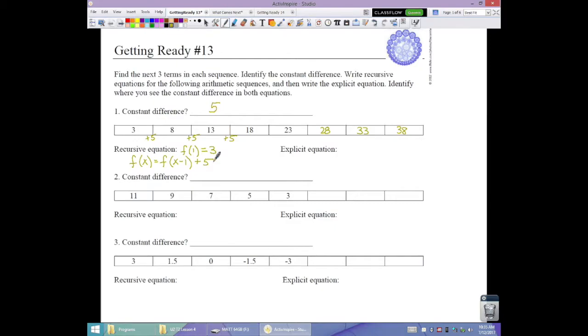The explicit equation will have to take the form y equals mx plus b, where m is your constant difference and b is the 0th term. So it will not show up in your little list of terms in the boxes. We're going to have to go backwards one place. So in this case, that will be y equals, our constant difference is 5 times x, but to add on the y-intercept, the b term here, we need to take our pattern back one space. So if I go backwards 5, I'm at negative 2.